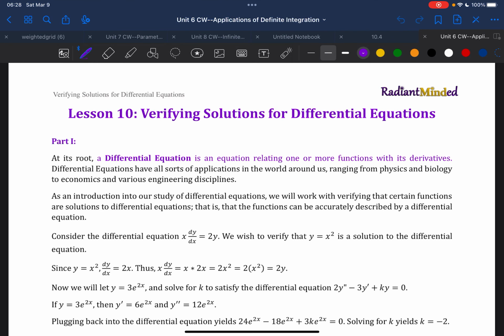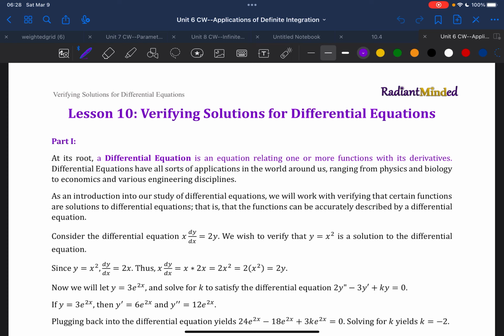Hi all, so this next unit and couple lessons is going to be on differential equations. You know what equation means, and differential, as you know, is just differentiation, derivatives. So these are really just equations of derivatives. That's true. A differential equation is an equation relating one or more functions with its derivatives.